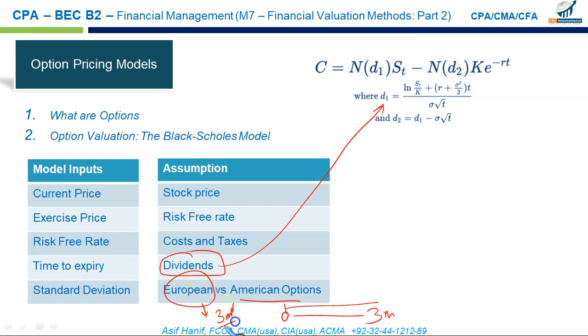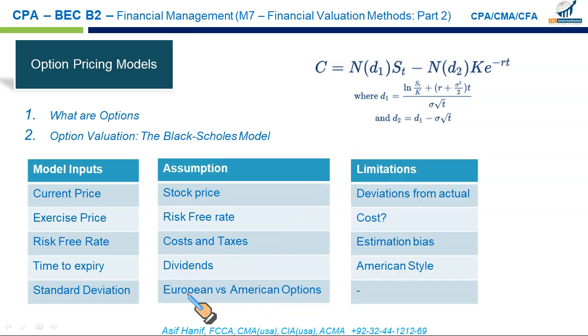European options can only be exercised at maturity, whereas American options can be exercised anywhere between now and the time to maturity, right? Now, the point to learn here is that the Black-Scholes model was developed keeping European options in mind. This model is applicable only for European options. Important point. Now, there are some limitations also. Remember, we are doing the valuation methods. First, we are learning how to value options, complex financial derivatives.